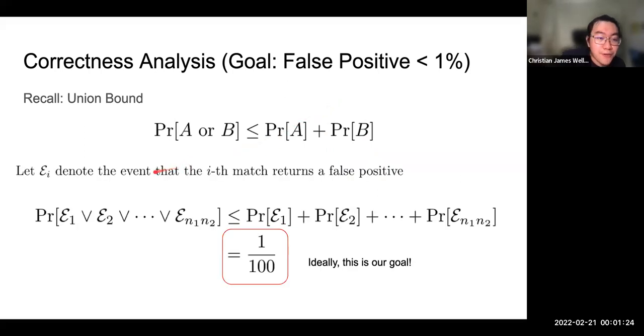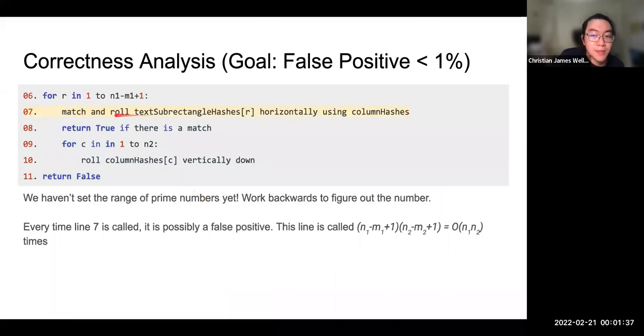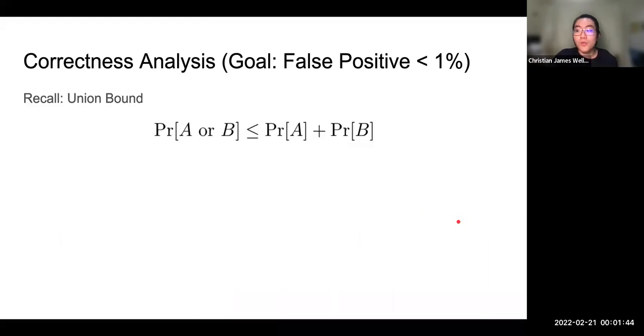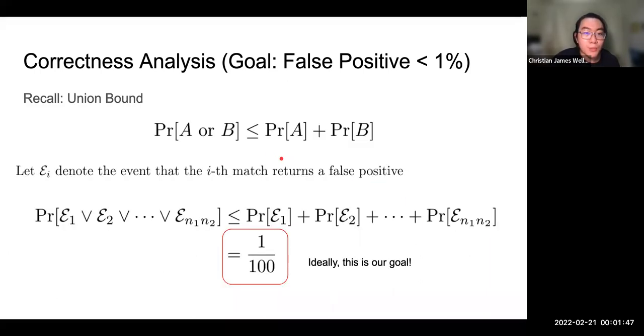So if we let Ei denote the event that the i-th match returns a false positive, we have this, right? Probability of E1 all the way to E n1 n2. What I'm trying to say in this slide is that, again, in line 7 we try to match O of n1 n2 times, and each one possibly has a false positive. Okay, so we don't want this to be a lot. And by union bound, which really simplifies a lot of calculation because we can ignore all the intersections and so on, right, it's upper bounded by probability of E1 plus E2 all the way to E n1 n2, right?